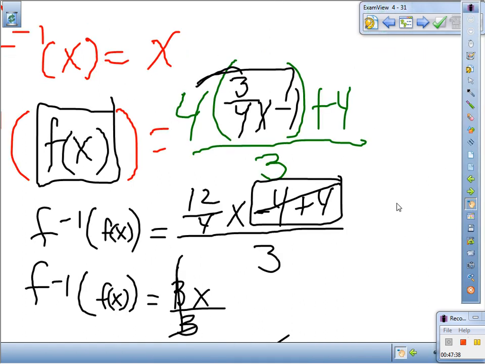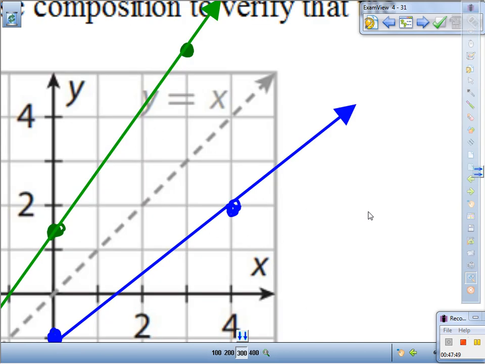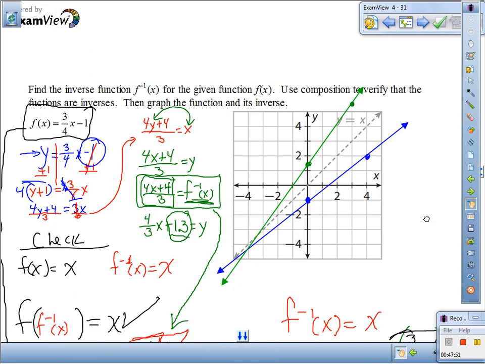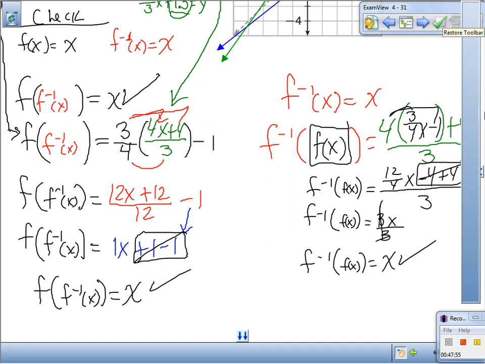Let's read the instructions again. Verify. Yes, that's what we're doing right now. Yeah, or else I wouldn't go over it. Look at that beauty. Q merch, yeah?